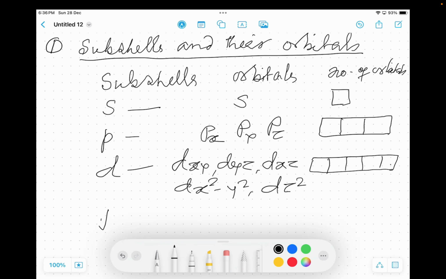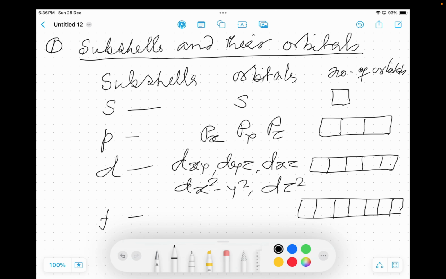F subcell has 7 orbitals, and for that we should write 7 boxes. Whenever we are going to draw orbitals of F subcell, we have to draw 7 boxes: 1, 2, 3, 4, 5, 6 and 7.